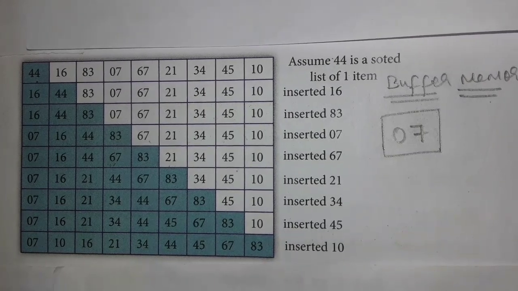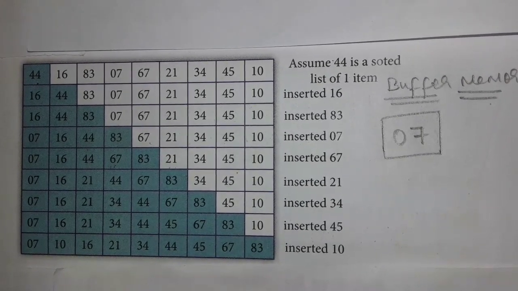These are the examples. This is for today's class, and the remaining we will see in the next class.